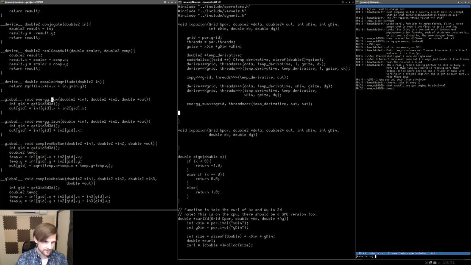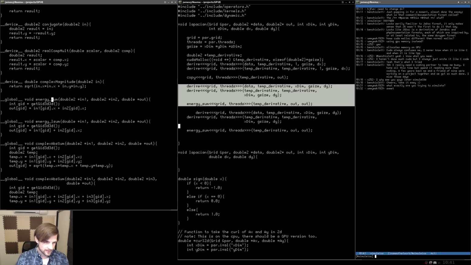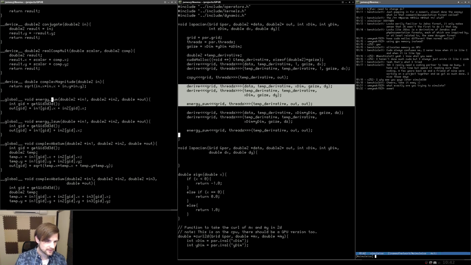Okay, now do the same thing for the Z dimension here. The only difference is that we change this derive so it's now along X dimension times Y dimension. And we do the same thing over here, and then we change it to DZ. And then a Z along here. Okay, so now we have the energy sum here, and it's going to be temp derivative, out, out. And that should be it for the Laplacian for 3D.